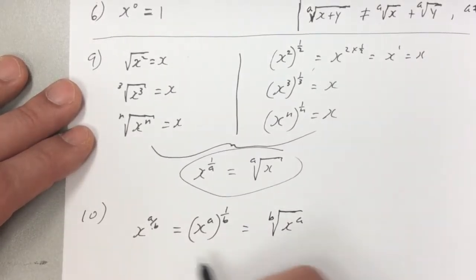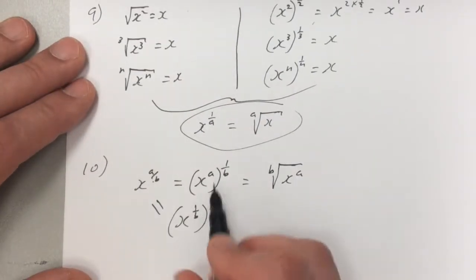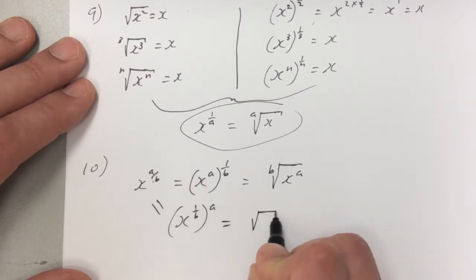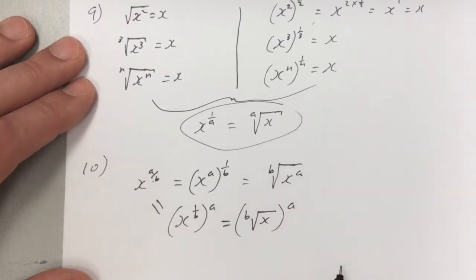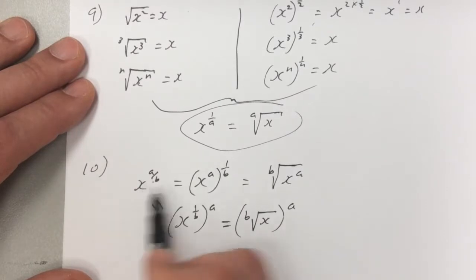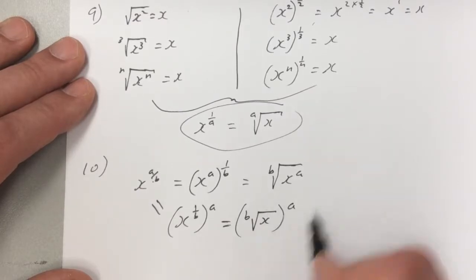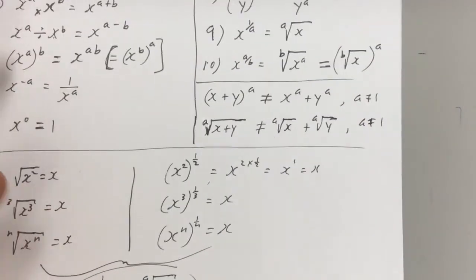Right? Another way of saying this is we could say that this is x to the 1 over b all to the a. So we can break up that multiplication like that. Instead of like this, it's like this. And then that would equal the bth root of x all to the exponent a. So x to the a over b equals the bth root of x to the a, or the bth root of x all to the a. And these are the reasons. Okay, and that's those two laws there. Now, two that we want to look at here.